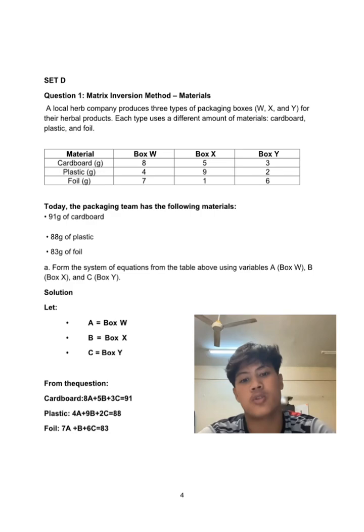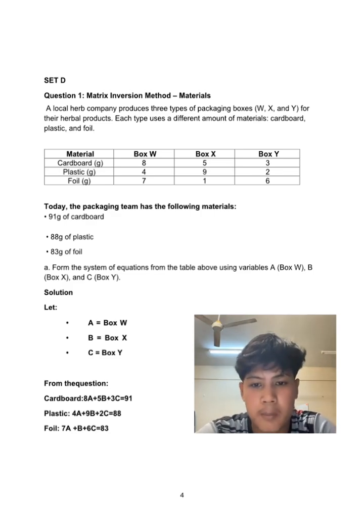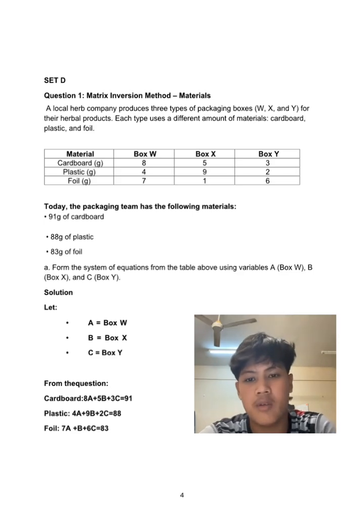So the second method is matrix representation. To solve this using matrix, we represent the system as AX equals B. Our coefficient matrix consists of the material units per box. X is our column vector of A, B, C, and B is our constants vector representing the total available.